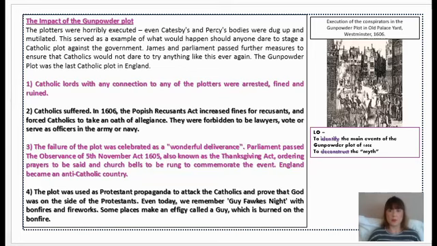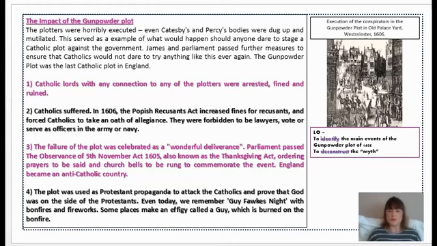Number two, Catholics suffered. In 1606, the Popish Recusants Act increased fines for recusants and forced Catholics to take an oath of allegiance to the king and to the country's faith, I guess. They were forbidden to be lawyers, vote or serve as officers in the army or navy.